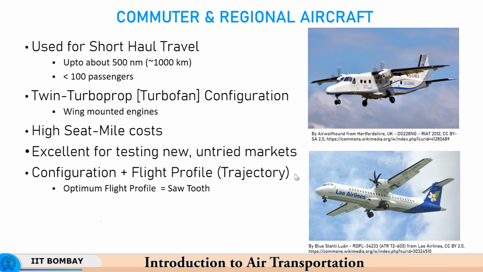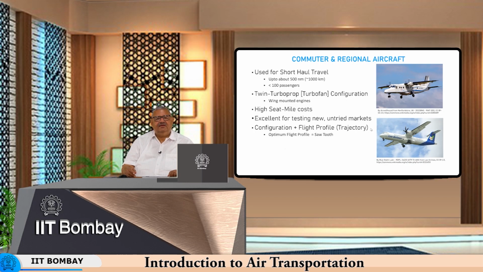So, the time and the distance which is covered in the climb and the descent segment can be completely ignored in case of airliners, but not so in the case of commuter and regional, because it is quite possible that the time spent in the climb and the descent phase and the distance on the ground travelled in that phase will be comparable or even sometimes more than the distance spent in the cruise. So, therefore, it is a very interesting case study in aircraft design, where you got to look at not only the configuration, but also at the flight profile.